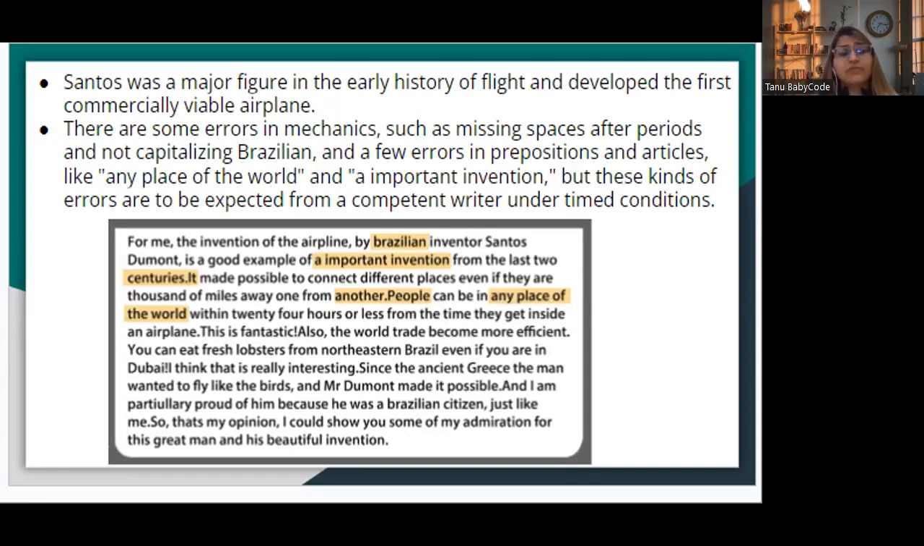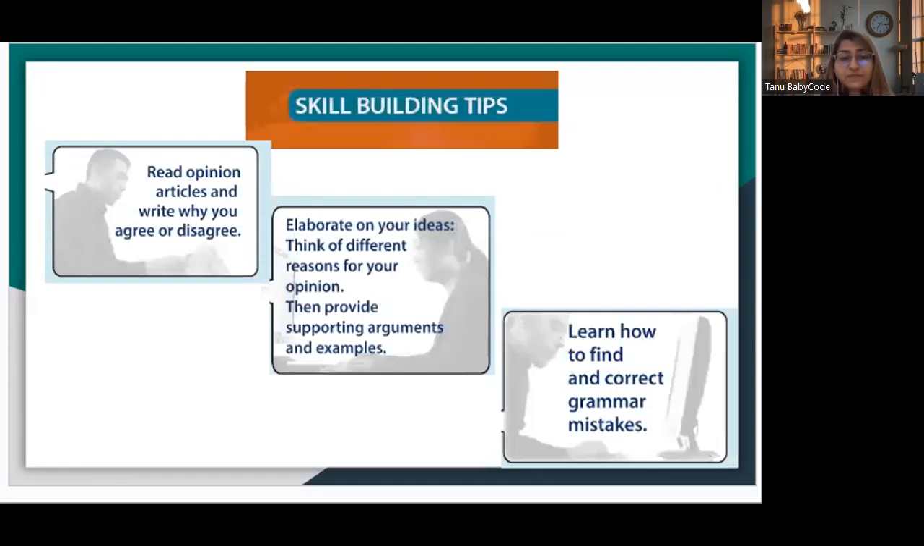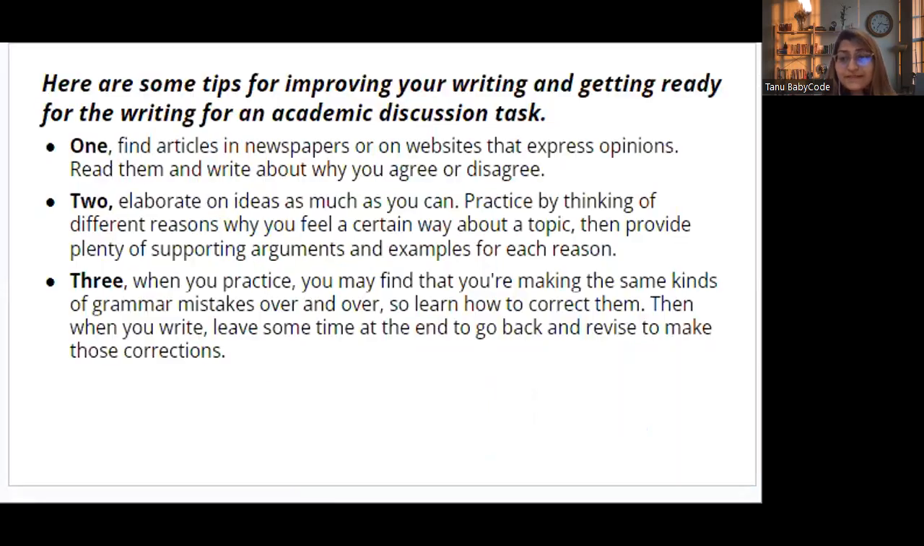Now let's talk about some skill building tips for your writing part. Very first tip for improving your writing skill is to read opinion articles and write why you agree or disagree. Second is to elaborate on your ideas. Think of different reasons for your opinion. Provide supporting arguments and examples. Learn how to find and correct grammar mistakes.